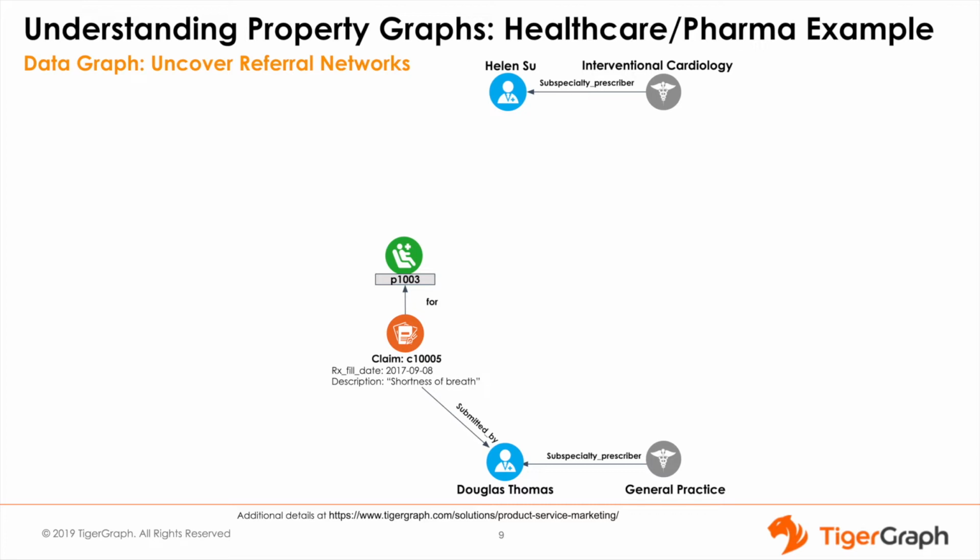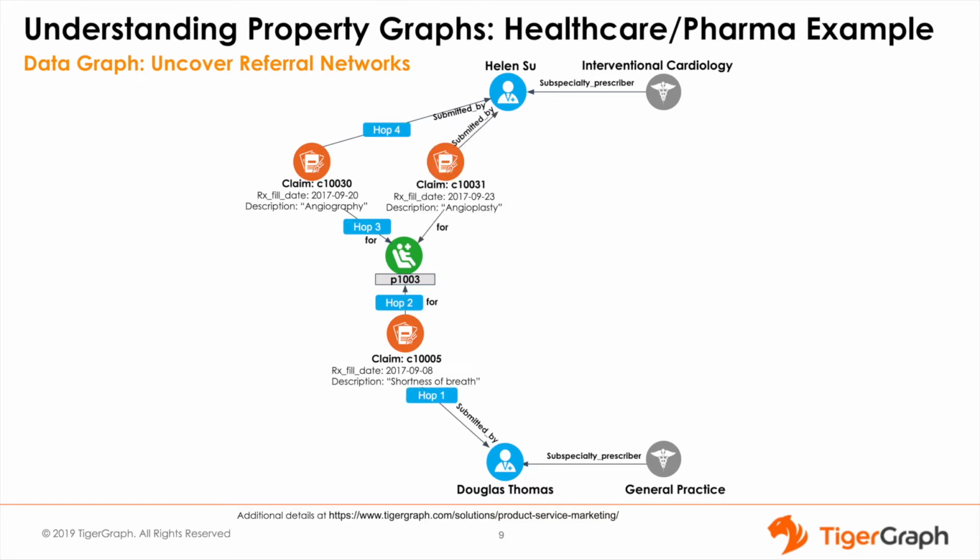The same patient, P1003, sees Dr. Helen Su, an interventional cardiologist, on September 20th for an angiography, and again on September 23rd for the actual operation. TigerGraph visually shows all these claims connected with the patient and the prescribers in the Graph Studio, so that the data analyst can understand the relationships intuitively.